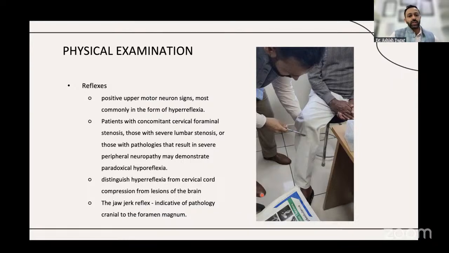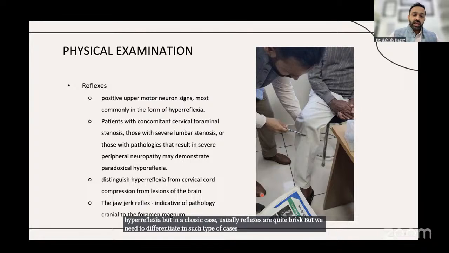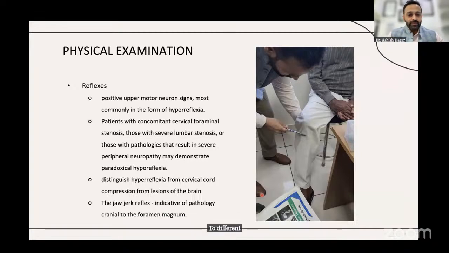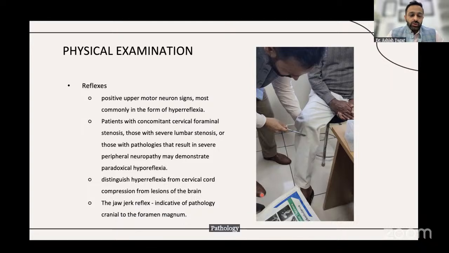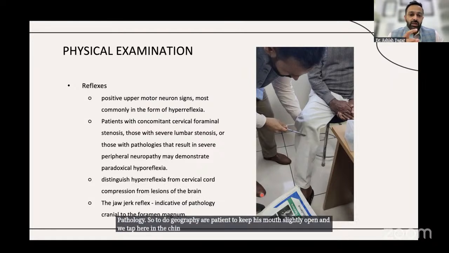We need to differentiate in such cases whether the hyperreflexia is because of the spinal cord or from a brain lesion. To differentiate between these two, what is helpful is what we call the jaw jerk reflex. If that is positive, we need to rule out any pathology of the brain. We should get an MRI of the brain and involve our neurologist friends. To do a jaw jerk, we ask the patient to keep his mouth slightly open and we tap on the chin. If there is a sudden jerk leading to opening of the mouth, then it is positive.